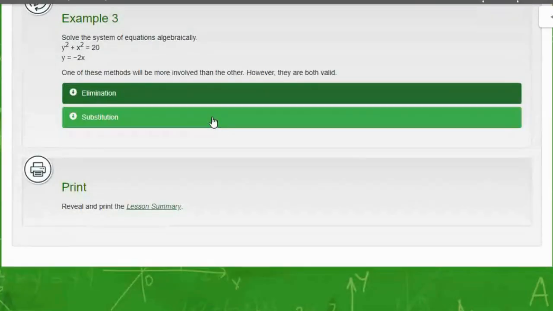Let's see, they have another one down here. This one's a little different. Y squared plus x squared equals 20. Solve it by elimination or substitution. Any idea what that's going to graph? X squared plus y squared equals 20. You recognize what kind of equation that is?